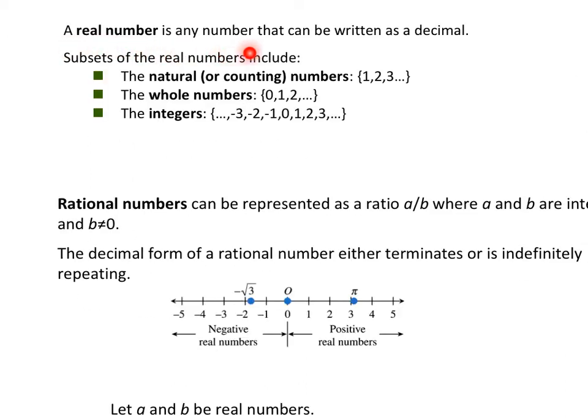A real number is any number that can be written as a decimal. Subsets of the real numbers include the natural or counting numbers, 1, 2, 3, and so on, the whole numbers, 0, 1, 2, and so on, and then integers, -3, -2, -1, which keep going in both directions.